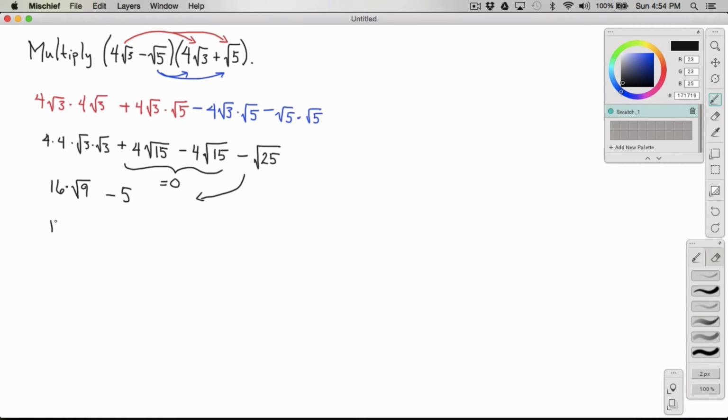So this becomes 16 times 3 minus 5. Remember, the order of operations indicates that we deal with our multiplication before our subtraction. So when I multiply 16 times 3, that's going to give me 48. Take away 5, and it looks like this works out to simply 43. And there you have it. That's how you multiply 4 square root of 3 minus the square root of 5 times 4 square root of 3 plus square root of 5. Thank you.